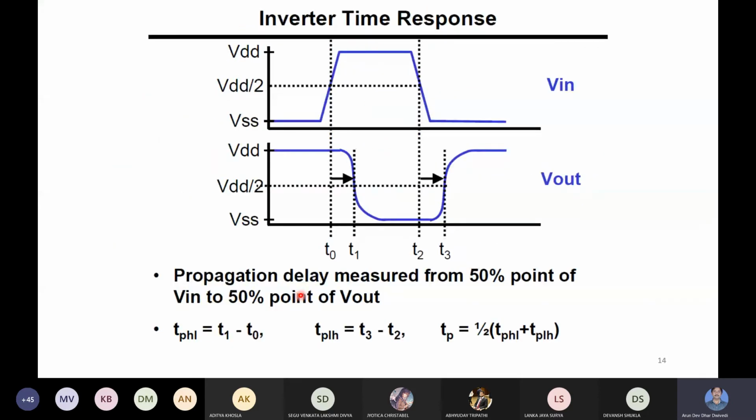Now let us come to the delay. As in your CMOS inverter experiment also, you have to find out the delay. So how will you calculate delay? Suppose this is the input pulse and this is the output pulse which you are getting. You can calculate delay by calculating two parameters, TPHL and TPLH.